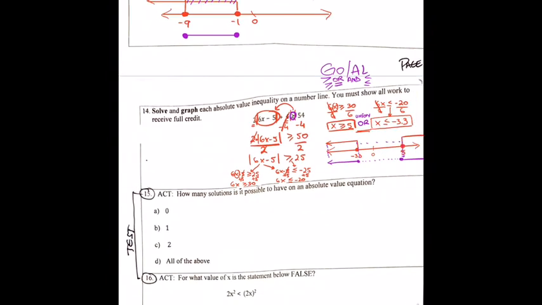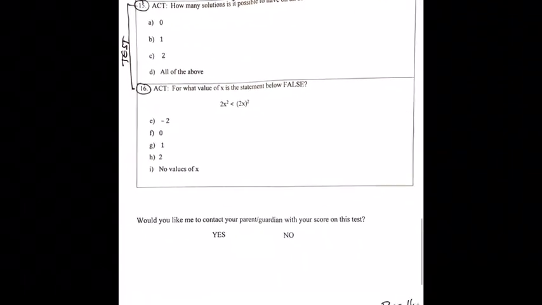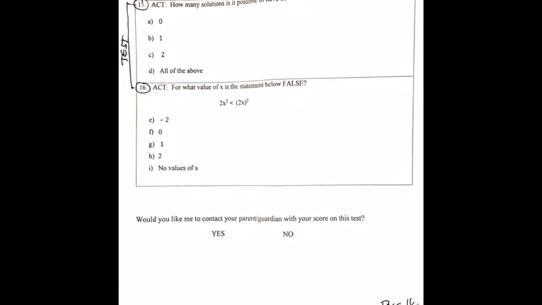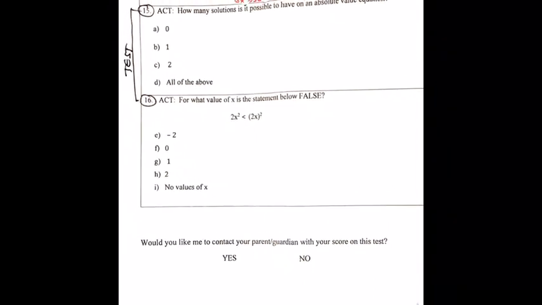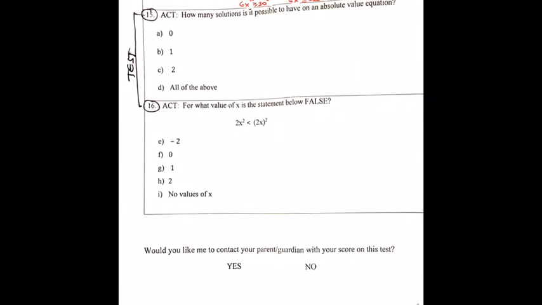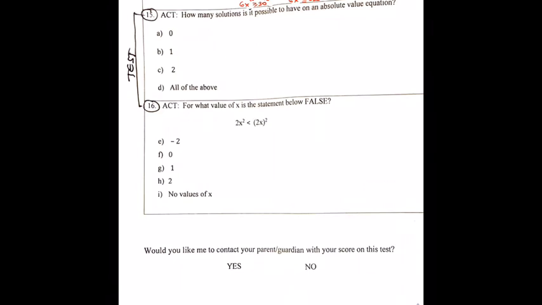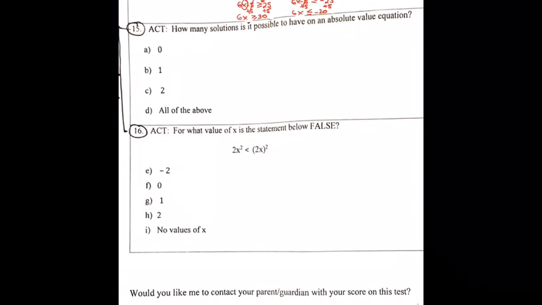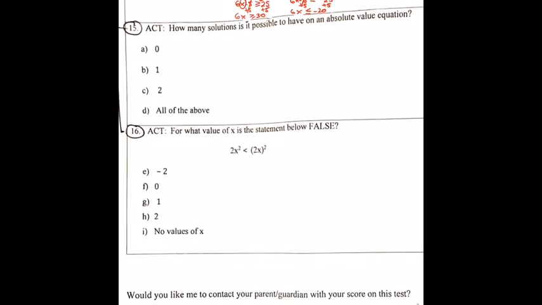And now let's look at the last two problems. These are problems 15 and 16. These will be exactly as your real test, and they're meant to get you accustomed to ACT questions. So this is how ACT questions look like. They have multiple answers. And if we look at number 15, the question is, how many solutions is it possible to have on an absolute value equation?